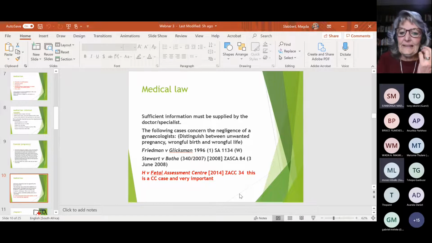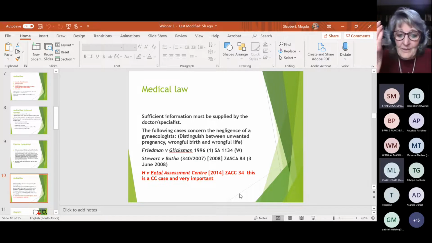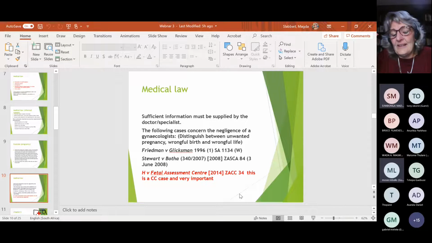Then the parents can claim on the basis of an unwanted pregnancy, and the damages they suffer will be the upbringing cost of that unwanted, between inverted commas, baby, but it's a healthy baby. So it's a healthy baby, but the baby was conceived, although one of the parties thought he or she was sterilized, but the sterilization has gone wrong. Then we've got wrongful birth claims.